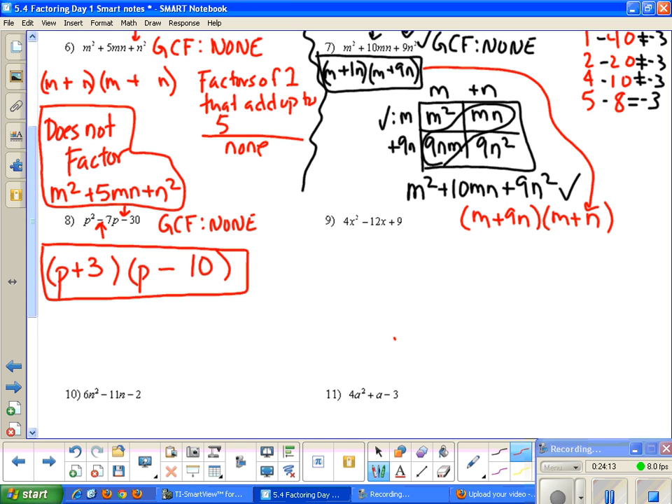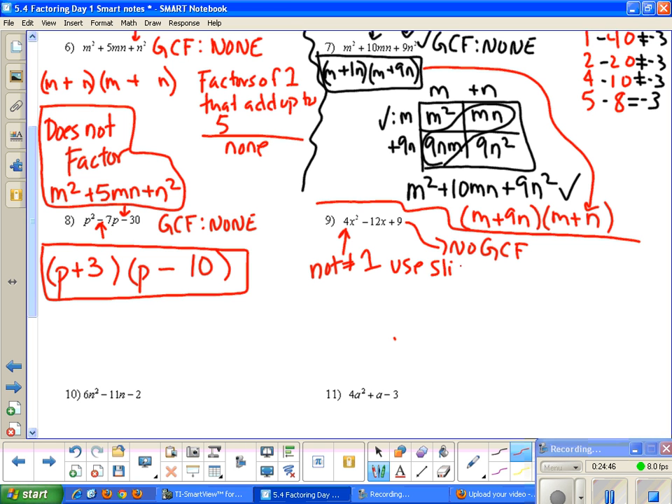For number 9, I have 4x squared minus 12x plus 9. So for this problem, there is no greatest common factor. So since there's no greatest common factor, I have 3 terms, but however, notice this first term right here is not 1. When you have no greatest common factor and your first term in front of your x squared quadratic term is not 1, then we're going to use the slide and divide method.